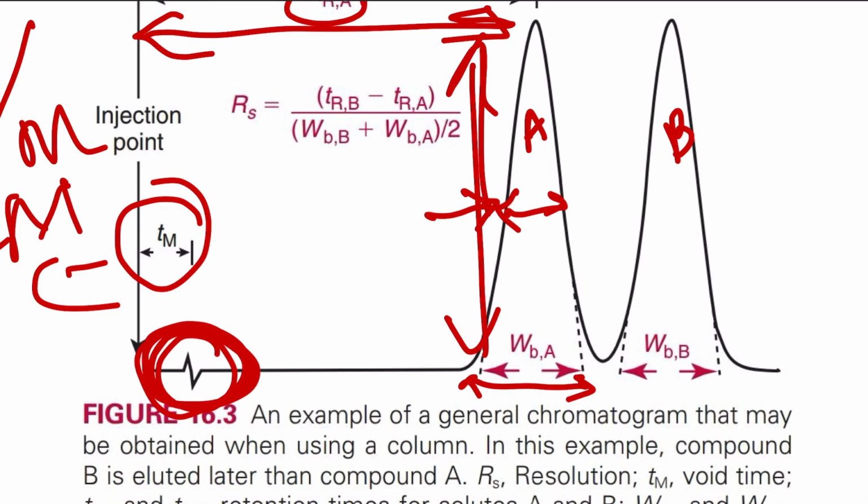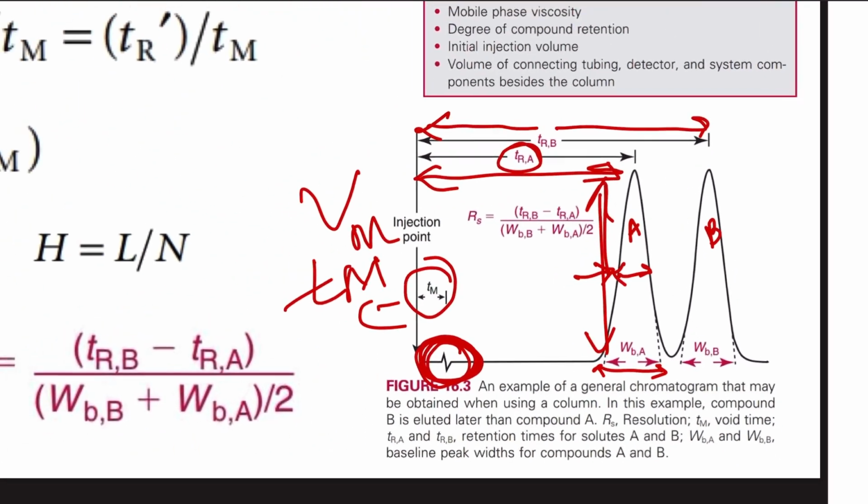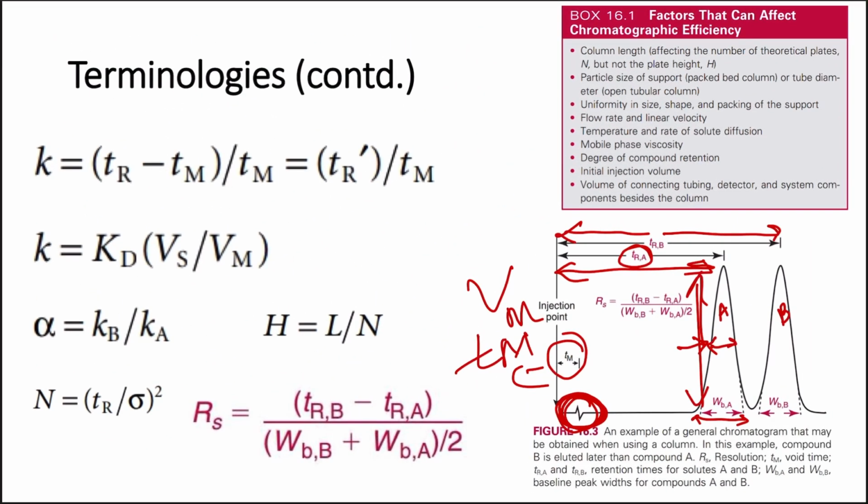If this width is more for a peak, it is going to make it difficult for the two components to be separated. So we always desire peaks having less peak width, and this will help us get a better resolution of the peaks of different components. I will be coming to resolution next. So this is about the peak width.